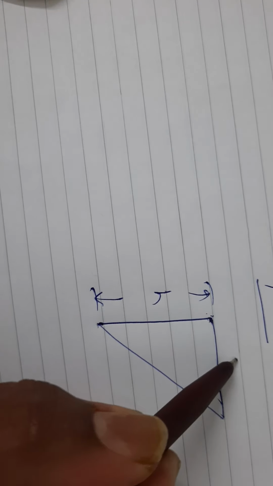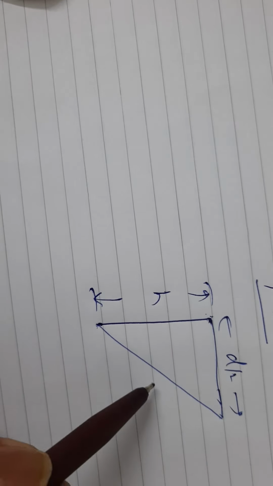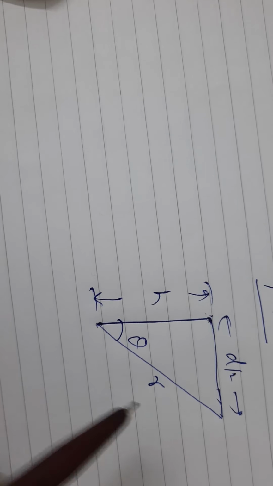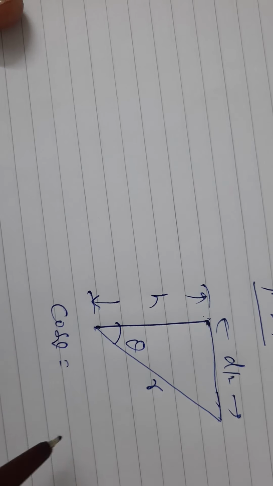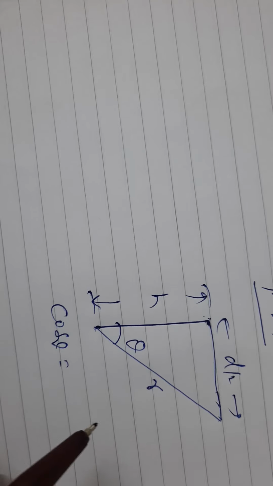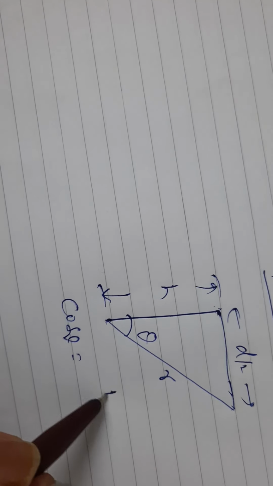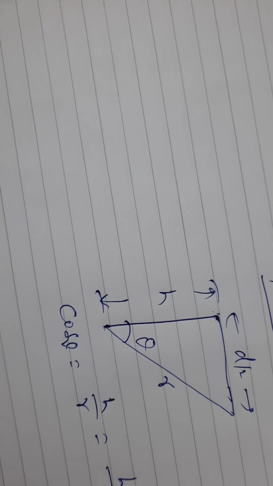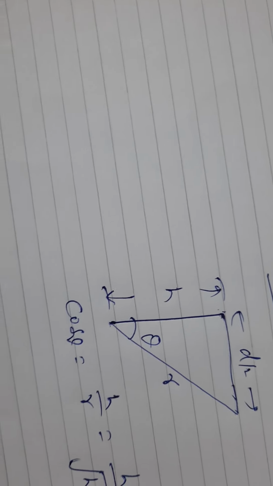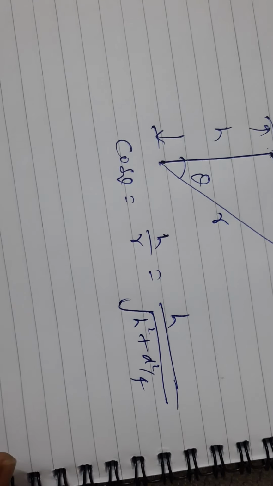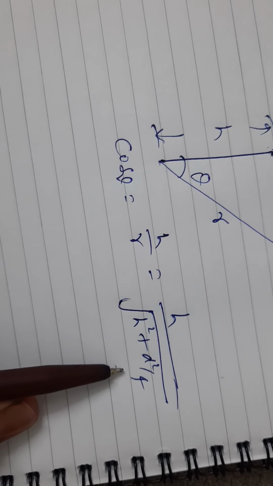I draw a fresh diagram. This is H. This is D by 2. Now this is theta and I call this R, suppose. Then cos of theta. Actually in this question the only important thing is finding the value of cos theta. Cos theta is H by R. R is the root of H square plus D square by 4.